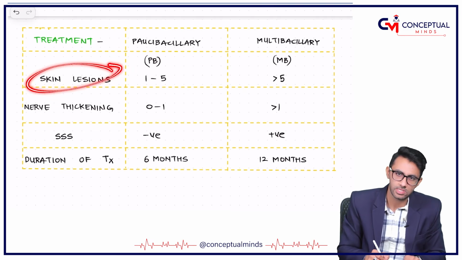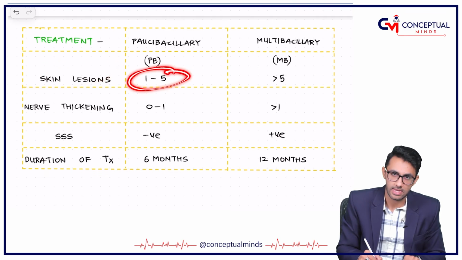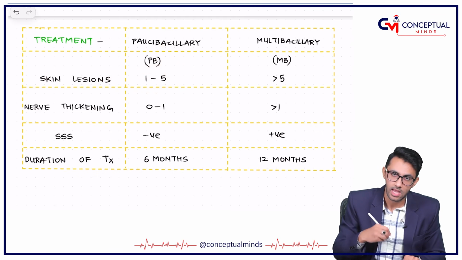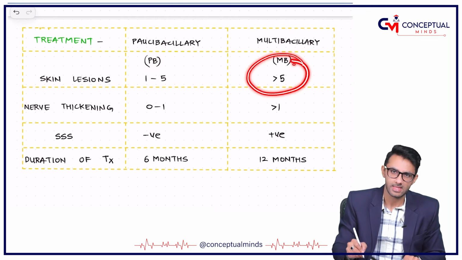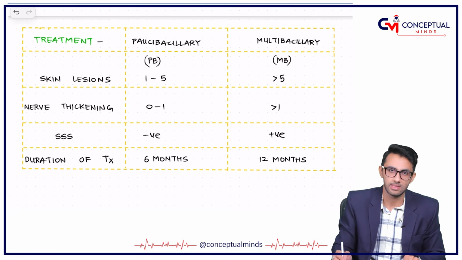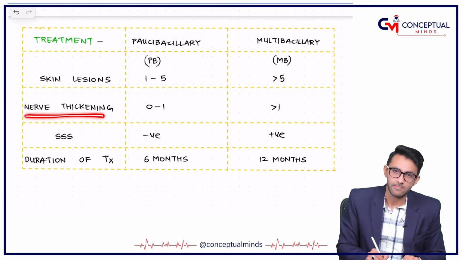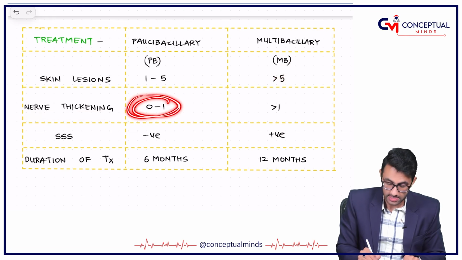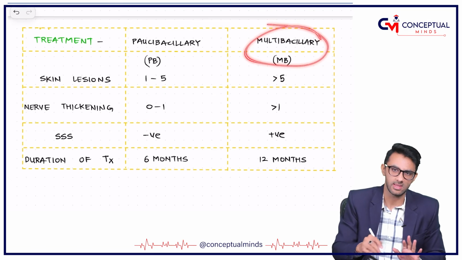We'll go on with the skin lesions. If skin lesions are 1 to 5, we'll say it is paucibacillary. If skin lesions are more than 5, we say it is multibacillary. Earlier this was 6, now it is 5. The nerve thickening: 0 to 1. If there is none or 1, we'll call it paucibacillary. If it is more than 1, we call it multibacillary.